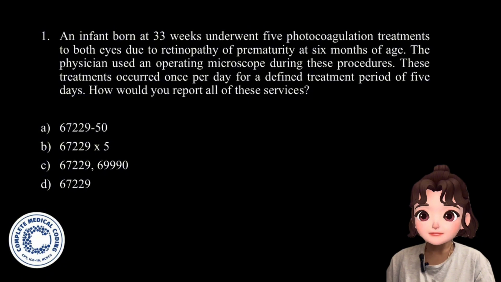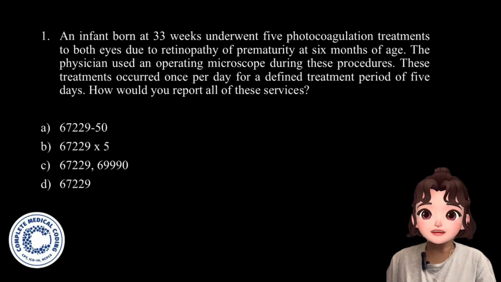First question. An infant born at 33 weeks underwent 5 photocoagulation treatments to both eyes due to retinopathy of prematurity at 6 months of age. The physician used an operating microscope during these procedures. These treatments occurred once per day for a defined treatment period of 5 days. How would you report all of these services?